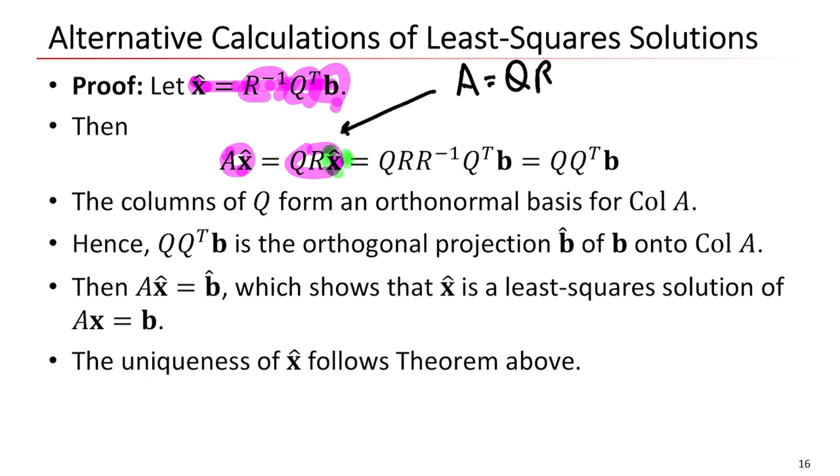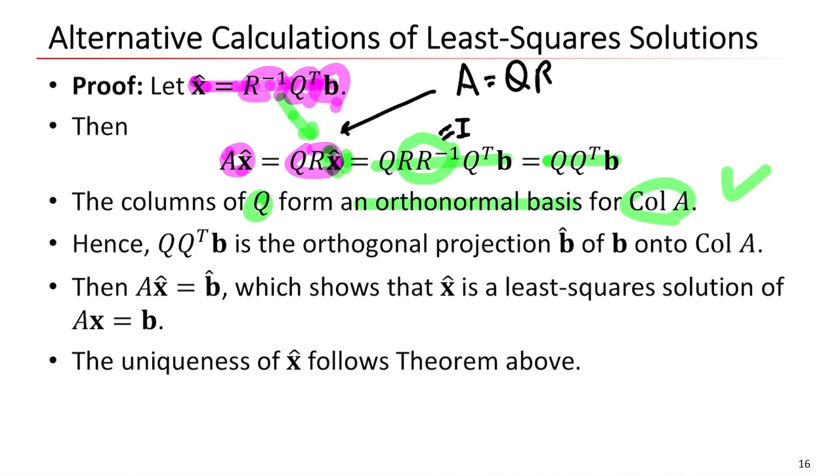Then X hat from here, QR, R hat, Q transpose B, right? So we already know the R and R inverse should be the identity matrix, right? So there exists Q times Q transpose B. So yeah, the columns of the matrix Q form the orthonormal basis for the column space of A.